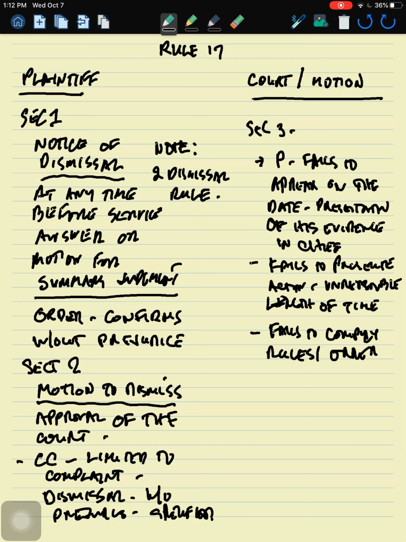So to repeat, there can be a dismissal by the court upon its own initiative or upon motion of the defendant under Section 3 of Rule 17 if the plaintiff, for no justifiable reason, fails to appear on the date for the presentation of his evidence in chief. That date or dates refer to the date or dates that will be fixed during pretrial and stated in the pretrial order as the time or the dates allocated for the plaintiff to present his evidence to support his cause of action.